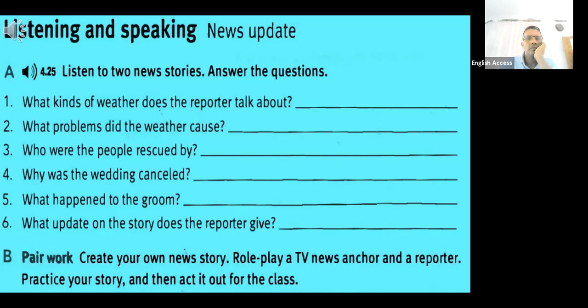Now, I hear you have an update on a story you reported yesterday. Some good news this time? That's right, John. Yesterday, I reported on a young couple who were getting married in a park. The wedding ceremony was disrupted by a huge hailstorm, and the groom was hit on the head by a hailstone the size of a golf ball, and he was taken to the hospital.